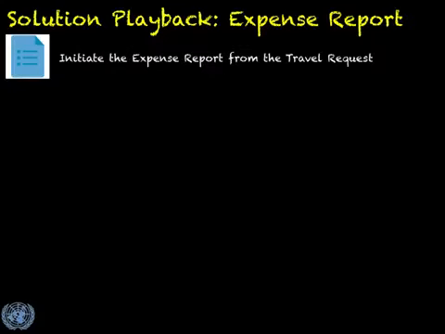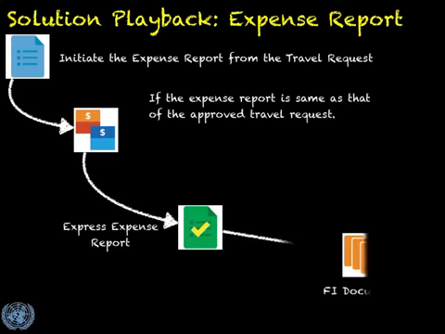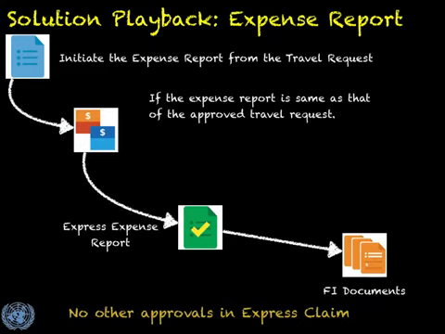The solution playback for the expense report: the staff member or the administrator initiates the expense report from the travel request. The expense report can happen in two different ways. One, from the completed travel request, or it can be a standalone expense report. I'm taking the first example of creating an expense report based on an approved and completed travel request. The staff member initiates the expense report, and if it is the same as that of the approved travel request in terms of days and there is no cost implication, the express expense report is initiated and the FI documents are created in the backend, and everything is completed behind the scenes without any additional approvals.